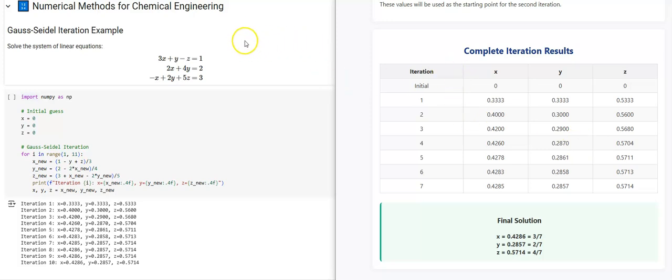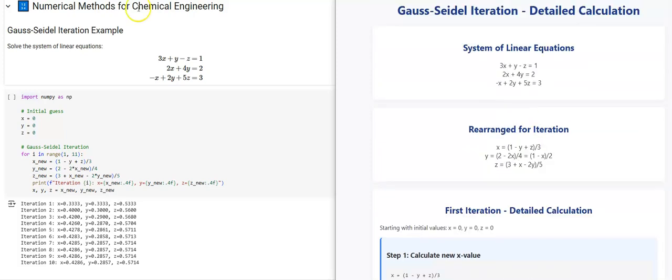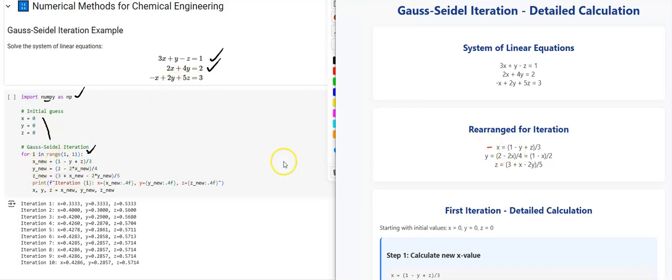Now here is the Python code, showing how to solve this problem using Python. So here 3x plus y minus z is equal to 1, and then 2x plus 4y is equal to 2, a similar system of equations. Now here the initial guess is 0, 0, 0, so import numpy as np, and then here I am putting one loop. i is in range 1 to 11, so up to 11 iterations I am doing. Then x new is equal to (1 minus y plus z) by 3, and y new is (2 minus 2 into x new) by 4, and z new is equal to (3 plus x new minus 2 y new) by 5.